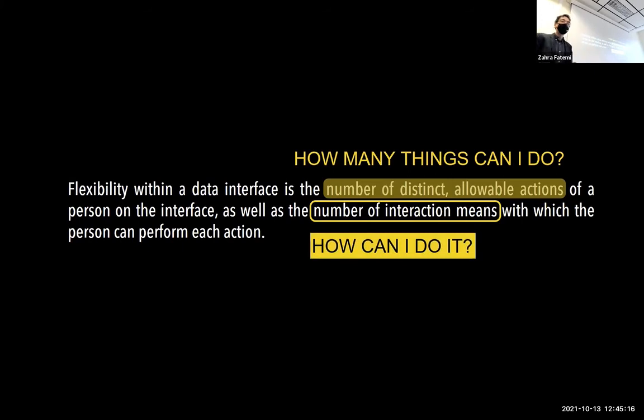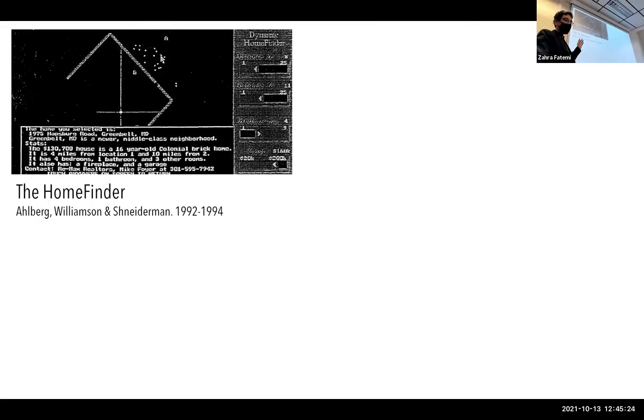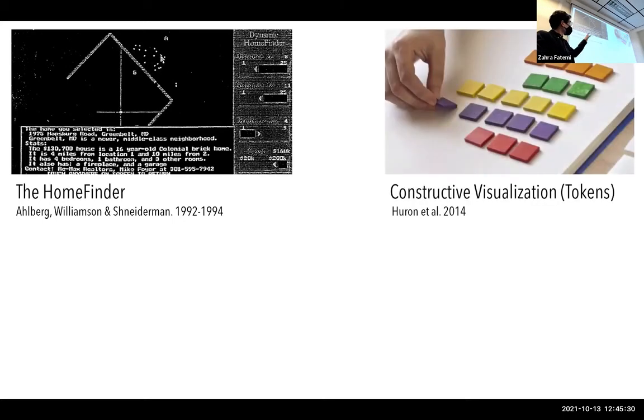So the cool thing with this concept is that it allows us to describe, compare, and evaluate very different systems from that perspective. I have a quick toy example. At the home finder on the left, that is like dynamic queries that I showed at the beginning, and constructive visualization, which consists of mapping some individual data points to individual tokens. And we can analyze these two seemingly very different data interfaces through the lens of flexibility.